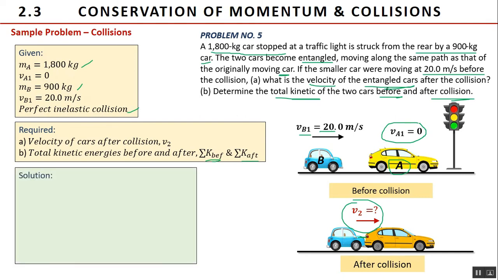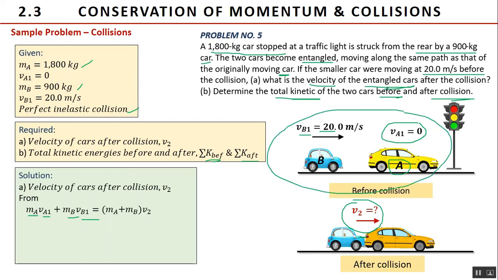Now let us solve. For v sub 2, we use the conservation of momentum formula for a perfect inelastic collision. Mass of A times v sub a1 plus mass of B times v sub b1. So this is the total momentum of the two cars before collision. This should be equal to the total momentum after collision, that is the total mass of A plus mass of B, times the velocity of the two cars after collision.